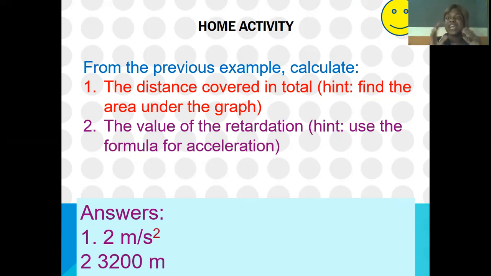Now, if I tell you to find the acceleration and the body was actually retarding, then you would put a minus sign, right? But since I just said find the retardation, you already know that I'm asking you for the negative acceleration. So you can just go straight up and do that.